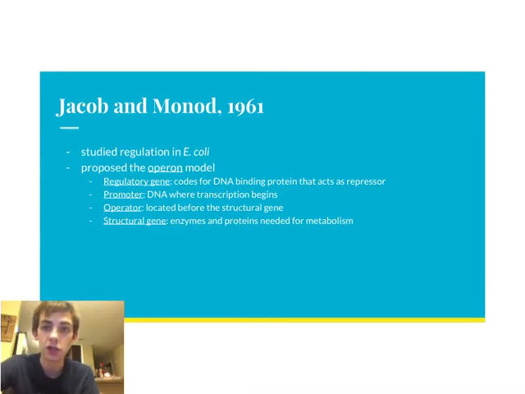You have a promoter region of that DNA, and this is the area where RNA polymerase can attach and start transcription. We have an operator, which is right before the structural gene. It's a small area, and if the repressor binds to the operator, then transcription cannot occur, so it essentially acts as a block. And then you have your structural gene, which is the gene segment that codes for the proteins and enzymes that are being made. We're going to look at this more in detail.